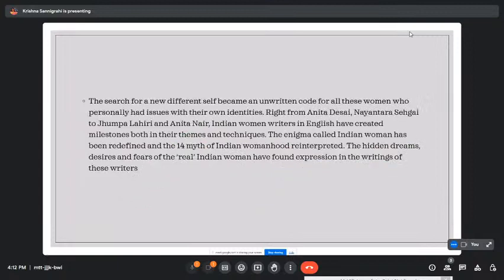The search for a new, different self became an unwritten code for all these women who personally had issues with their own identities. Now, right from Anita Desai, Nayantara Sehgal to Jhumpa Lahiri and Anita Nair, Indian women writers in English have created milestones both in their themes and techniques. The enigma called Indian woman has been redefined and the myth of Indian womanhood reinterpreted. So the hidden dreams, desires, and fears of the real Indian woman have found expression in the writings of these writers, Anita Desai, Nayantara Sehgal, Jhumpa Lahiri, and Anita Nair.